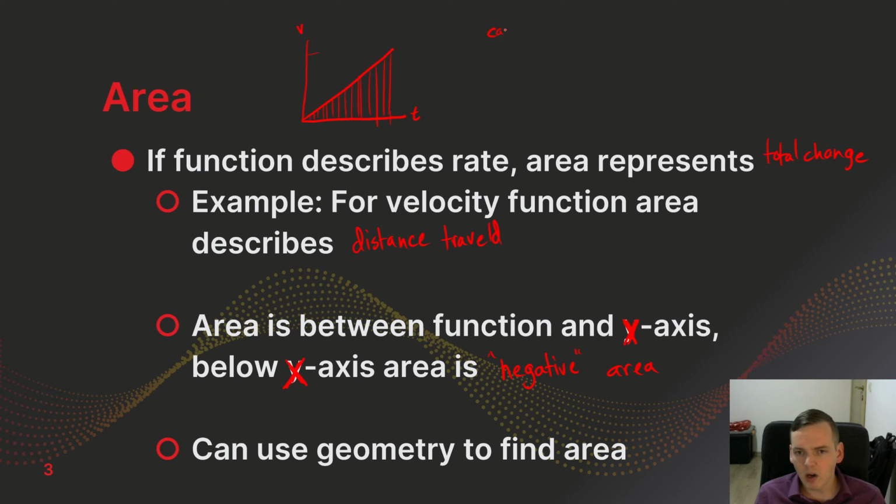If you had something like cars per minute, and then minutes here, and you had a curve like this, the area would tell you the total number of cars that passed. If you had something like kilometers per hour and you have hours, the area would tell you how many total kilometers have changed. So the idea here is if we're thinking that our graph is a derivative, then the area would tell you the original function, however much that original function has changed.